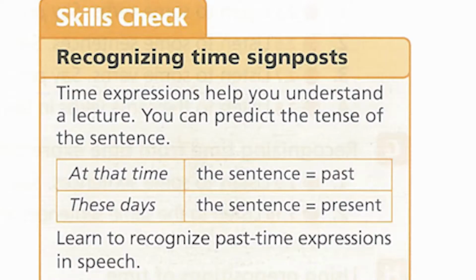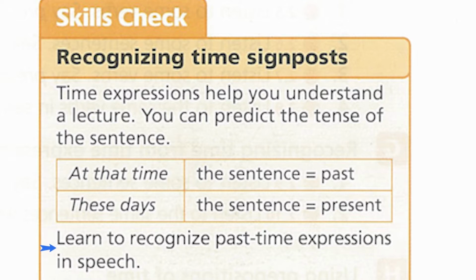Now we're going to be having our first skills checkbox in this episode, and you're going to be seeing it right in front of you on the screen right now. So we'll read it together. We're going to recognize time signposts. So time expressions help you understand a lecture. You can predict the tense of the sentence. So for example, we have at that time, which is used in the sentence as past, or these days, which is used in the sentence as present.